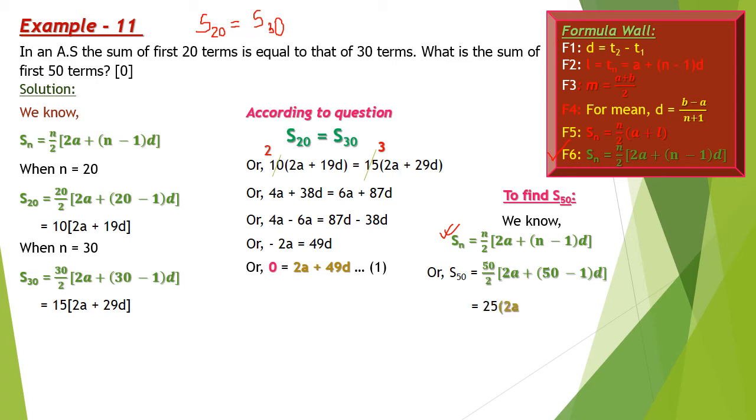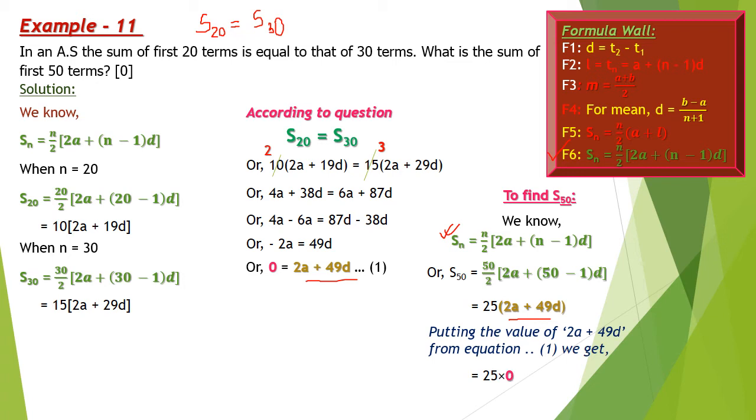I think you have noticed already 2a plus 49d. You can see 2a plus 49d and 2a plus 49d. What is the value of 2a plus 49d? Its value is 0. Now let's put the value of 2a plus 49d as 0 from equation 1, and 25 into 0 is equal to 0. Hence S50 is equal to 0. Now this concludes our example 11 also. So hope you have understood this question.